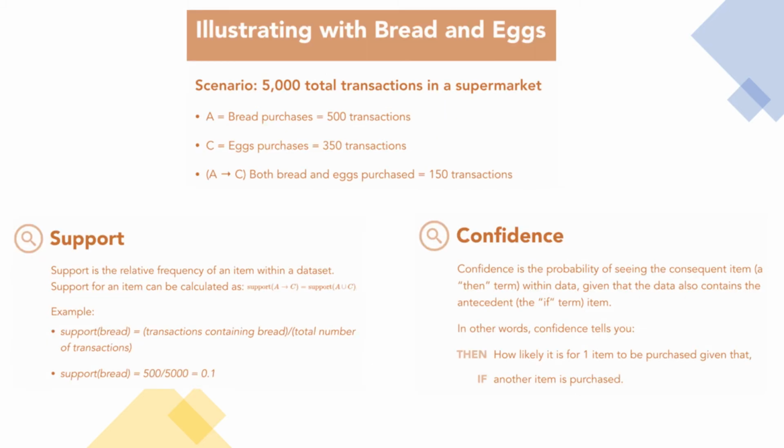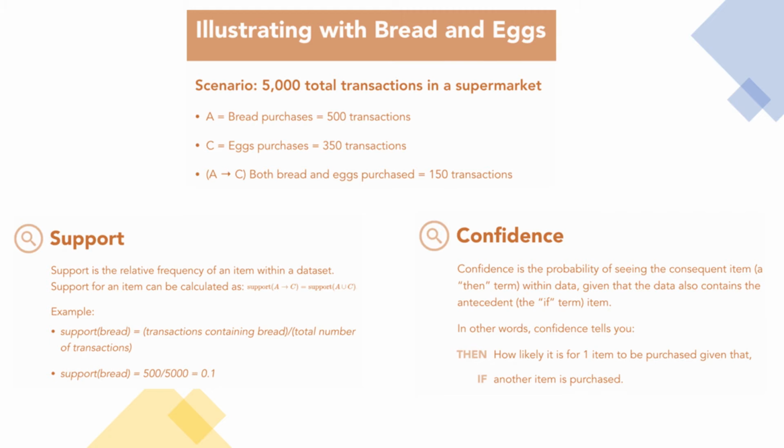Let me support the definition of each of these terms with an example from the bread and eggs analogy. Suppose there are 5,000 transactions in a supermarket's data and bread was sold 500 times, whereas eggs were sold in 350 transactions. There are 150 transactions where both bread and eggs were purchased together. In this dataset, A would be bread purchases and A would be equal to 500 transactions. C would be eggs, the number of egg purchases, which is 350 transactions, and the number of times that both bread and eggs were purchased equals 150 transactions.